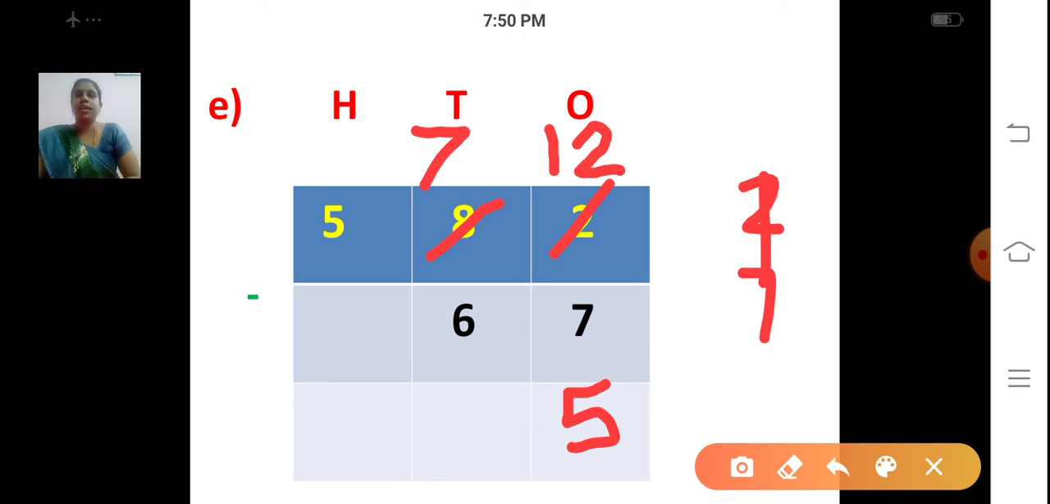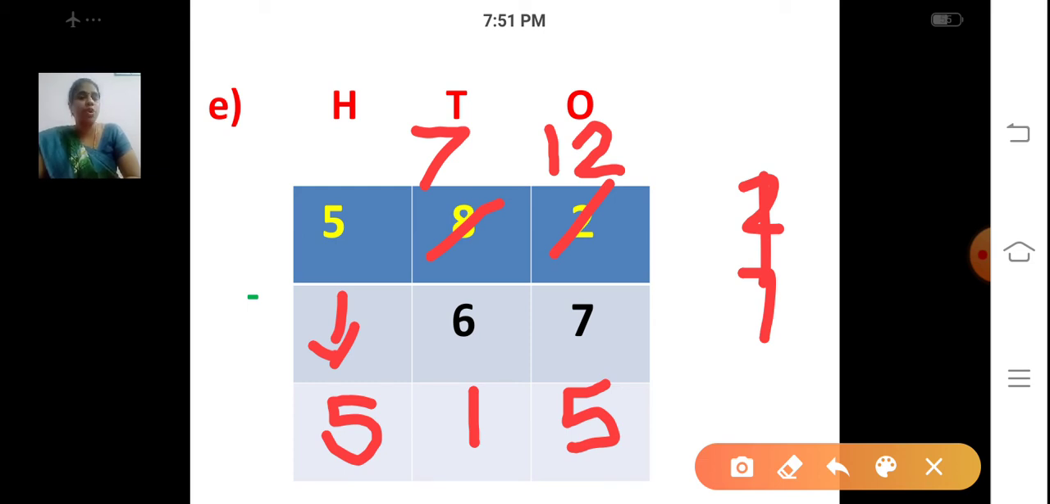Let's move on to the tens place. 7 tens minus 6 tens. 7 minus 6 is 1. Now bring down that 5. So what is the answer? 515.